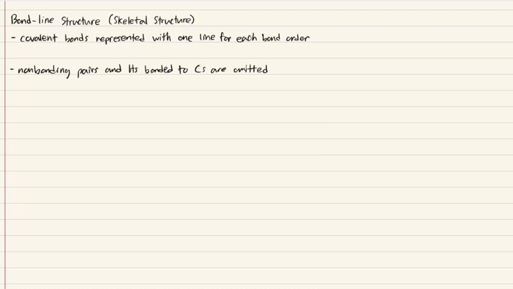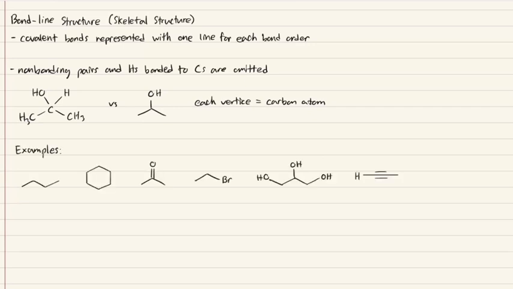This is done for simplicity, but once again, it is important to recognize that hydrogens and non-bonding electron pairs are still present. Here are the Kekulé structure and bond line structure of the same molecule, isopropyl alcohol, drawn side by side for comparison. Notice that each vertex represents a carbon atom and that the geometry of the central carbon atom is preserved. Here are a couple molecules drawn in bond line form. Try to observe the patterns we just discussed in these molecules.